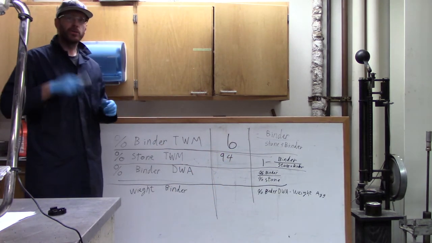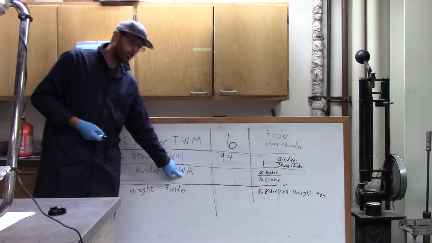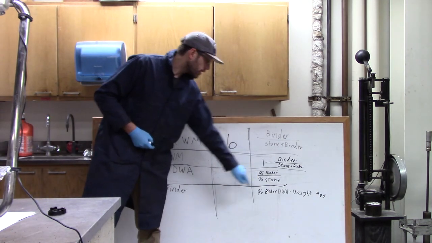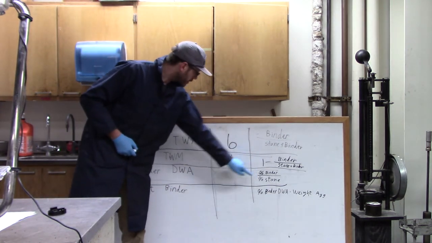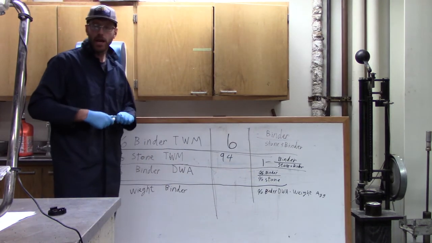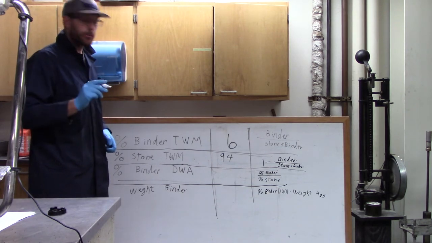So now what we want to do is figure out what our percent binder is going to be by the dry weight of our aggregate. We're just going to use this equation here. So that'll be our percent binder by the total weight of the mix divided by our percent stone by the total weight of the mix. Using your calculator, you can see that that's 6.38%.